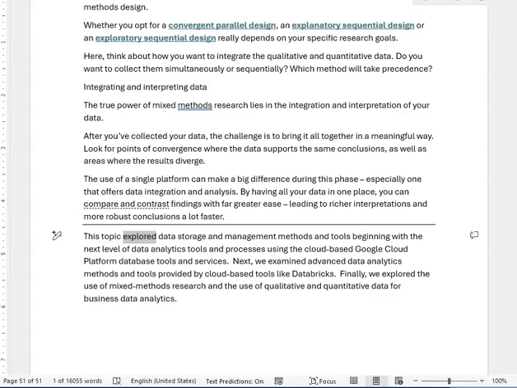This topic explored data storage and management methods and tools, beginning with the next level of data analytics tools and processes using the cloud-based Google Cloud Platform database tools and services. Next, we examined advanced data analytics methods and tools provided by cloud-based tools like Databricks. Finally, we explored the use of mixed methods research and the use of qualitative and quantitative data for business data analytics.